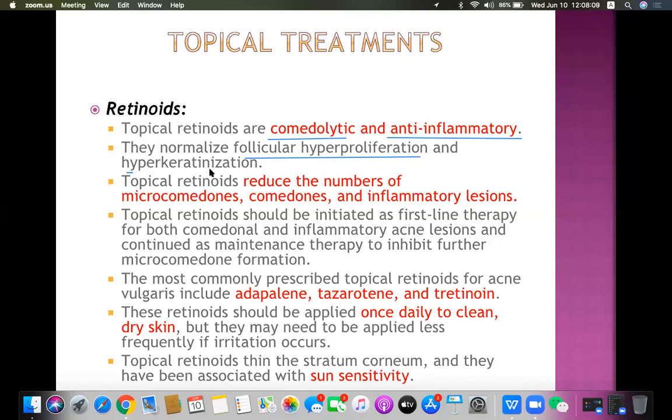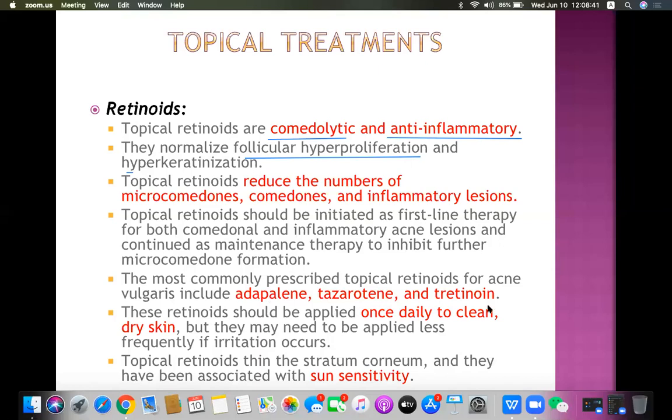Now, they also reduce the number of microcomedones and inflammatory lesions. And this topical retinoid should be initiated as a first line therapy, both in case of comedonal acne and milder forms of acne. For example, comedonal, mild, even moderate type of acne, we can use these drugs as the first line. And these are the different names for you: adapalene, tazarotene, and tretinoin.